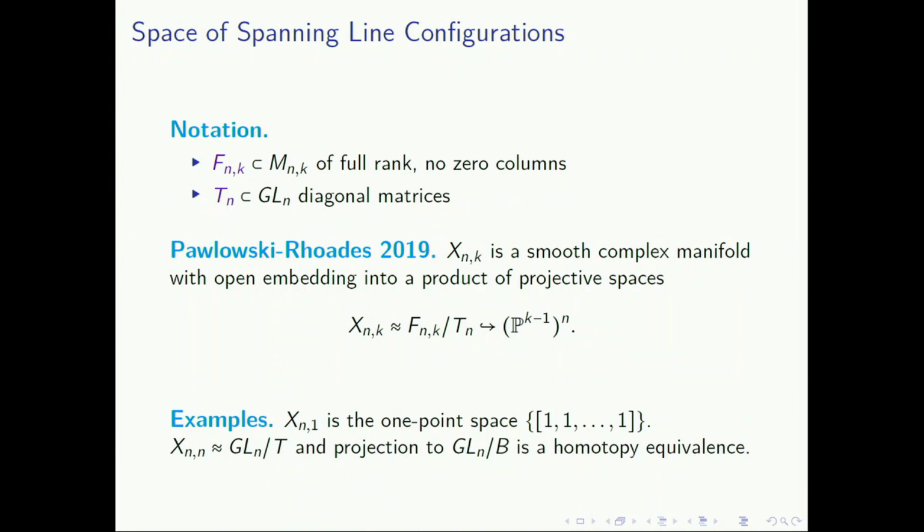And so then every one of those lines just corresponds to a point in projective space of k dimensions, and you take the n-tuple of those things. Okay, so that's very nice. A couple of easy examples.